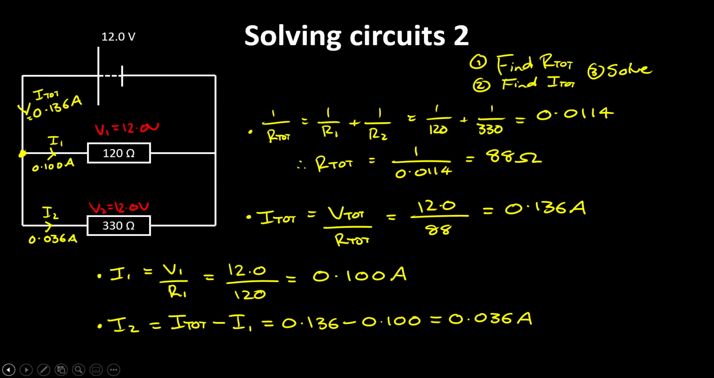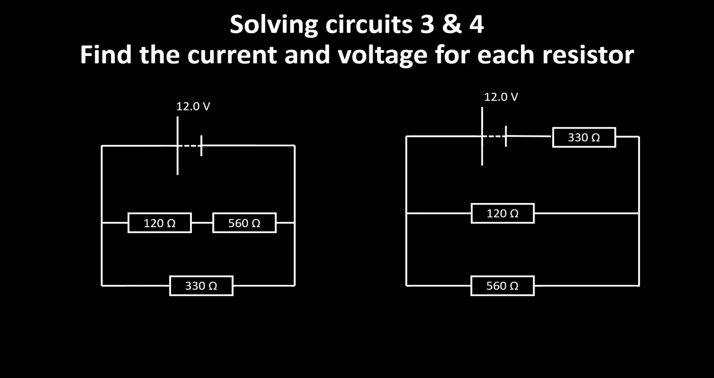So those are two examples of how you can go about solving circuits, okay? I've done a simple series one and a simple parallel one. But the steps are always the same. First step, find the total resistance. Second step, find the total current, and then solve it. Here's a couple for you to have a go at. So these have 3 resistors in them, and they are not just series and they're not just parallel. These are a combination, but the processes are still the same.